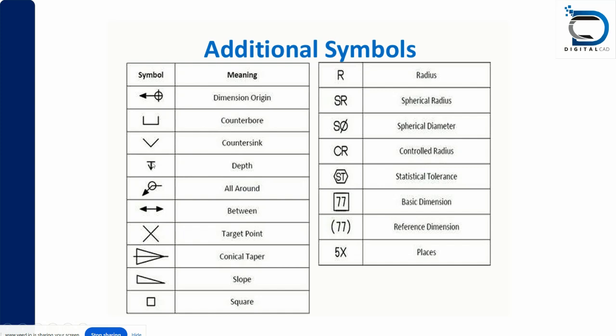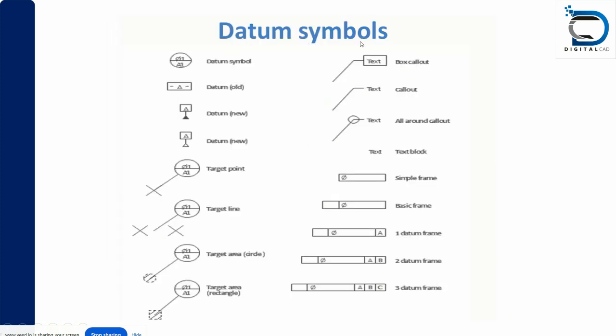So if you want to mention the depth. Okay, so all these symbols are also important. Okay, and then if you know all these things, we should know some datum symbols also. So mainly there are three datums we are taking, right? A, B, C datum. Okay, so why A datum, what is the B datum, what is the C datum, right? Then here you can see the text callout, all around callout, text box, simple frame, basic frame, one datum frame, A datum, two datum frame, A and B datum, three datum frame, A, B, C datums.